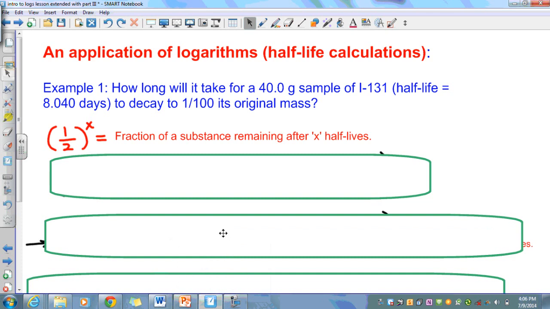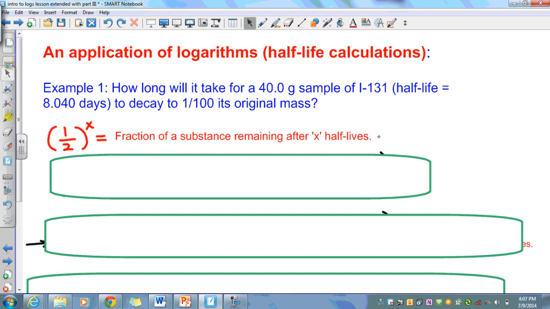Next, let us take a look at an application of logarithms, mainly half-life calculations. In our example number 1, the question is asking us to figure out how long it will take for a 40-gram sample of I-131, which has a known half-life of 8.040 days, to decay to 1/100th of its original mass. So how long will it take for 40 grams to go down to 1/100th of its original mass?